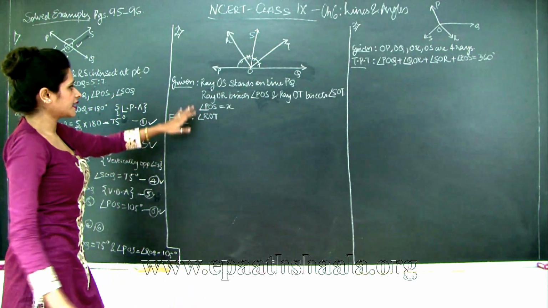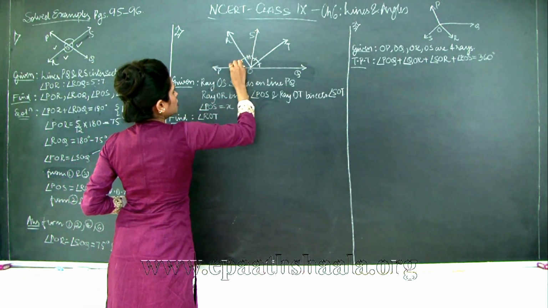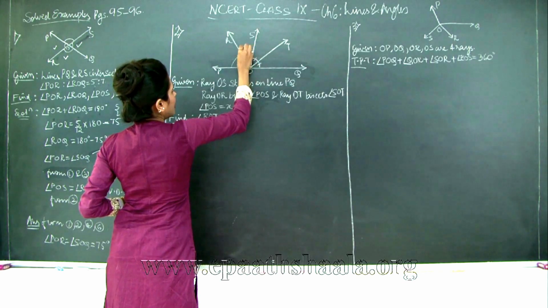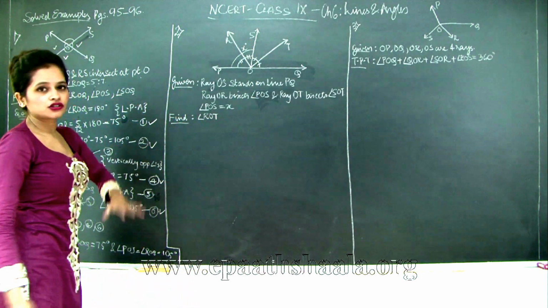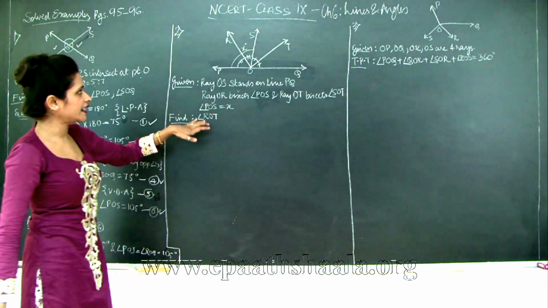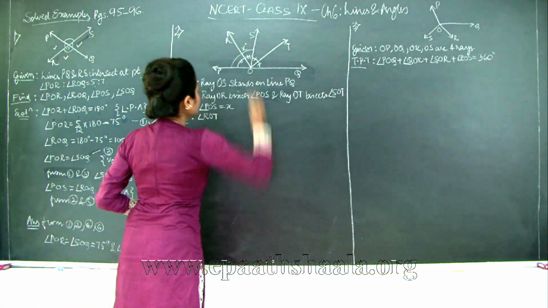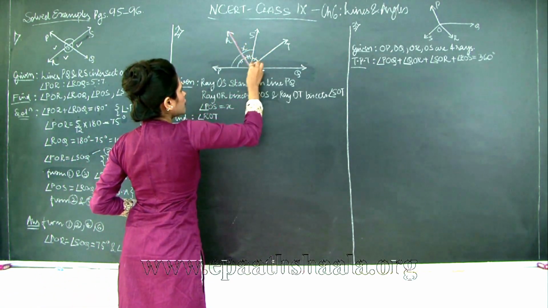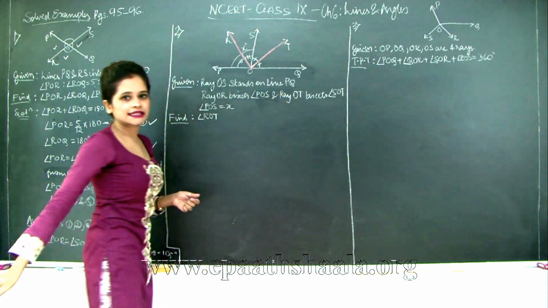And they have also given that angle POS is X. So, angle POS is this. So, this entire angle is X degrees. Now, first of all, before we get into writing, let's see how we are going to solve the question. We need to find the measure of angle ROT. So, if you can see this angle over here, we need to find the measure of this angle.